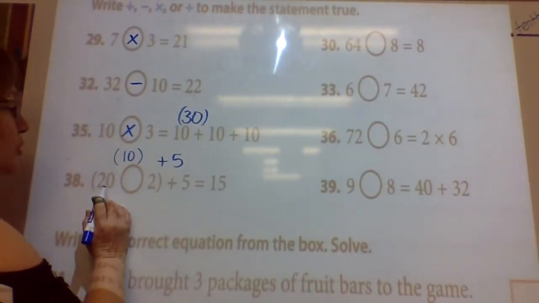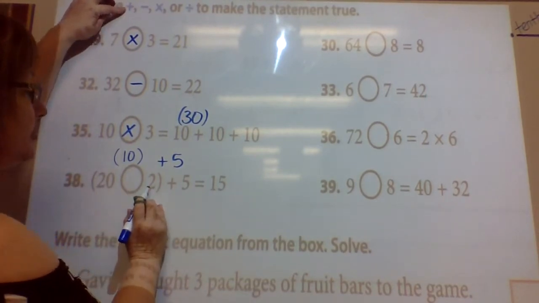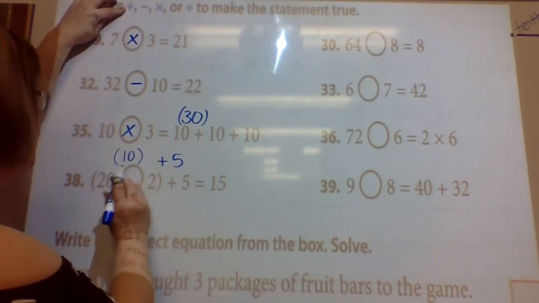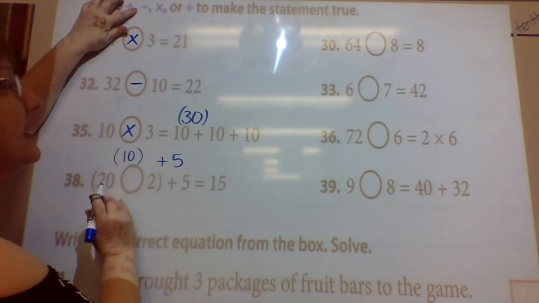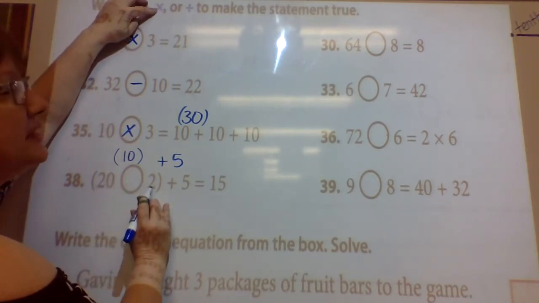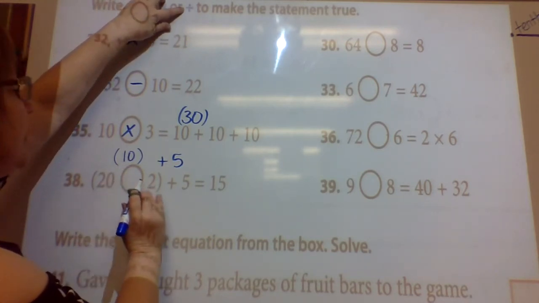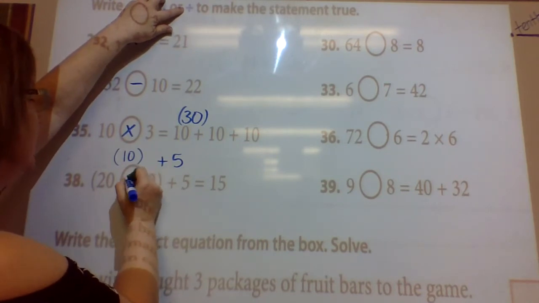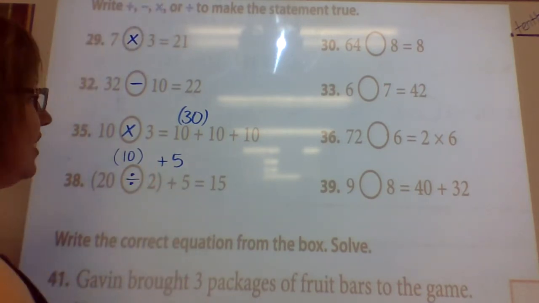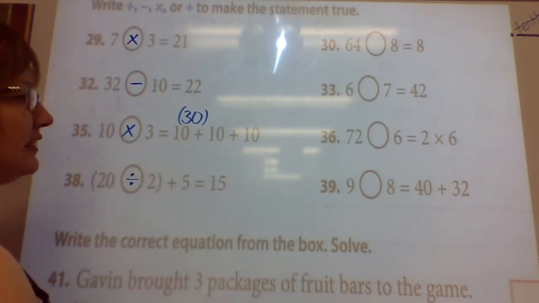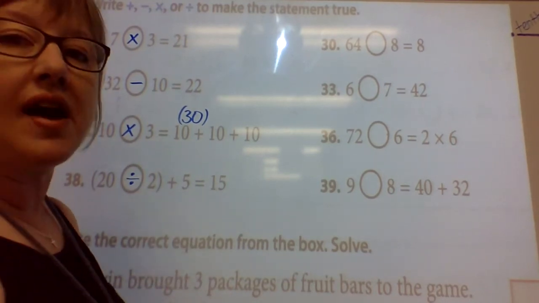Can you guys see? It's kind of crooked, isn't it? Okay, so 20 plus 2 equals 10? Nope. 20 minus 2 equals 10? Nope. 20 times 2 equals 10? Nope. All the way to division. 20 divided by 2 equals 10? Yes. Okay, do you see that? So you had to do a little bit of thinking for that one.